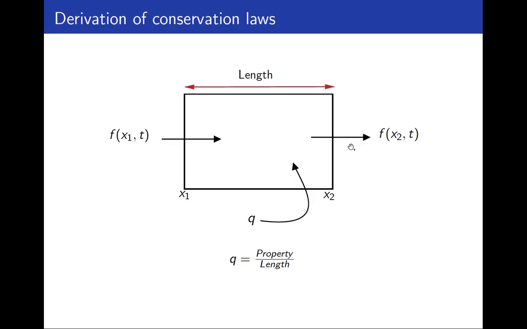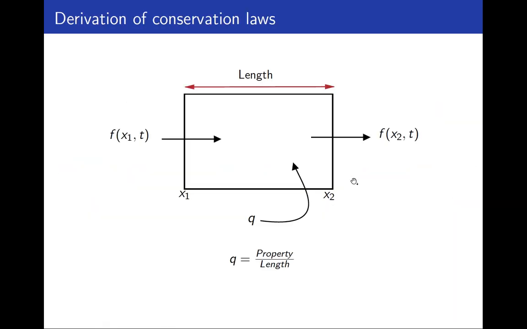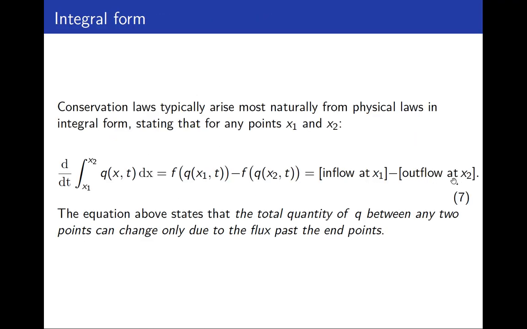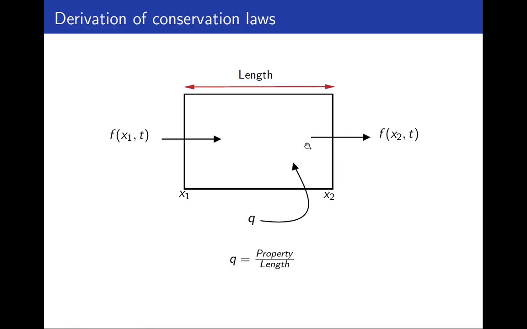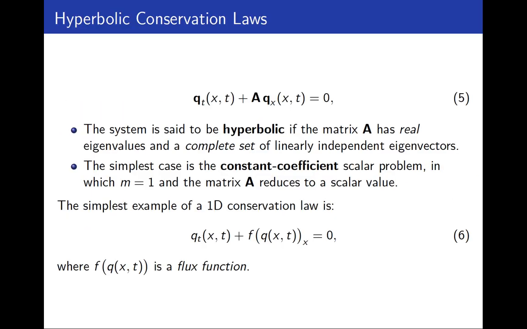And then there is another flux. Instead of entering the system, it's leaving the system. As you can see, Q will only vary with time if there is some non-zero difference between these two fluxes. These fluxes are the inflow, the quantity of Q entering here, minus the outflow at x2, the quantity of Q leaving the system. So this equation states that the total quantity of Q between any two points can change only due to the flux past the endpoints. This is the basic idea of where these equations come from.